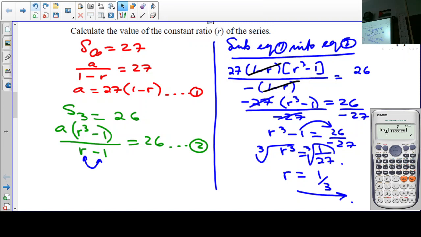Any confusion, people, before we move on? No confusion, okay?